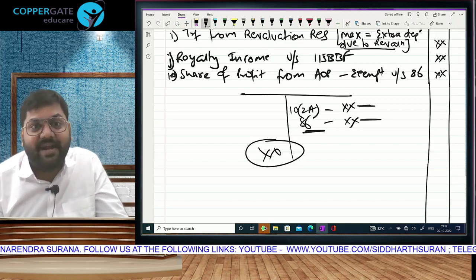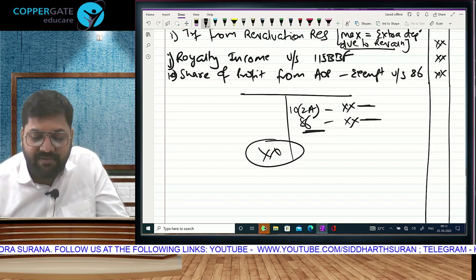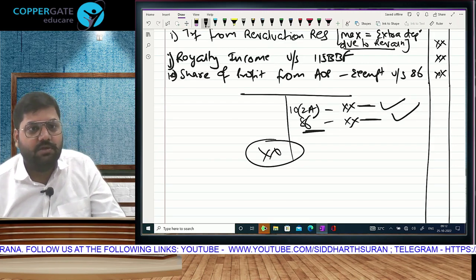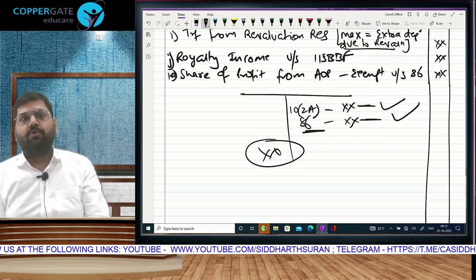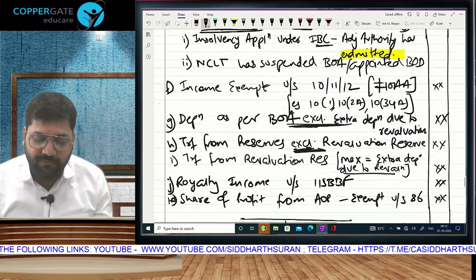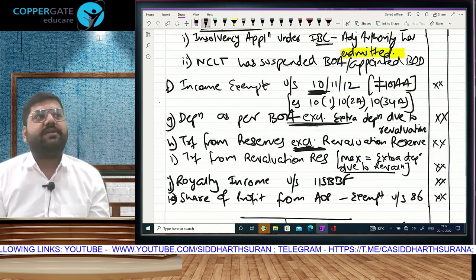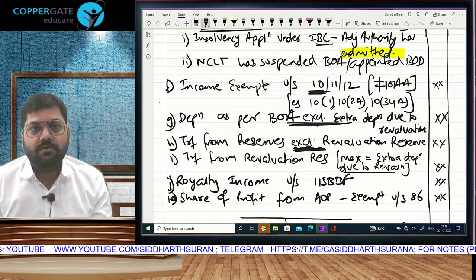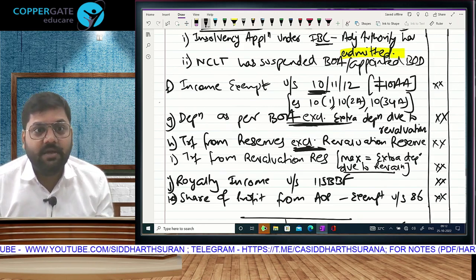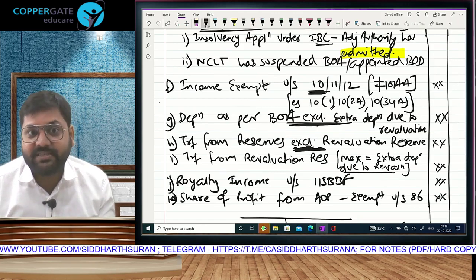So when we do our NTTI computation, can I say we will less this also and this also? Because both are exempt, the firm and AOP both have paid tax. But when we do our book profit computation, unfortunately, this section here will allow us only share of profit from partnership firm, because it covers only section 10. Even 10AA is not covered, so 86 is out of the question.